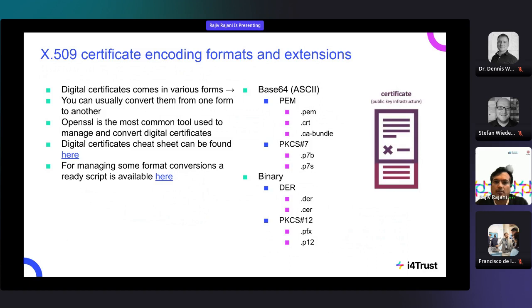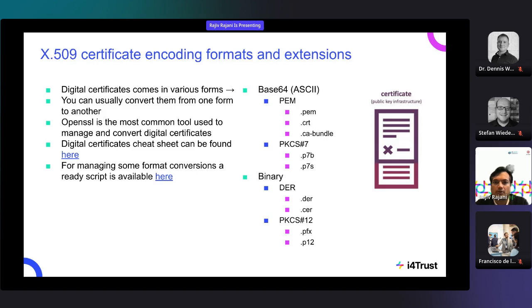You can see that they are basically categorized into two formats. One is based on Base64 format, and one are binary types. So we saw an example of a P12 file, which is actually a binary type called PKCS number 12. This is a binary format, and that is why it allows you to store both private key and public key in the same file, and it is always protected with a password.